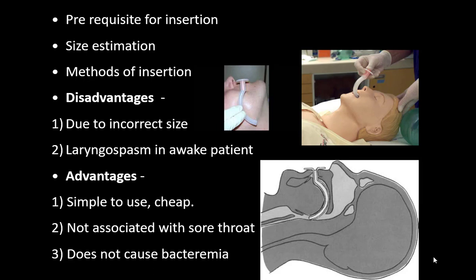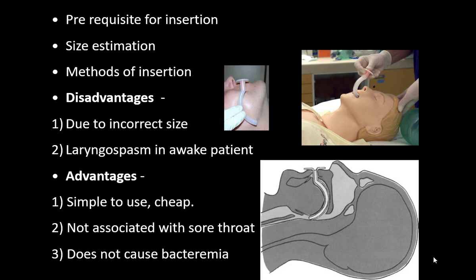So prerequisite of insertion, first estimation of size. So how do we estimate the size of oropharyngeal airway? From angle of mouth to angle of mandible. And method: we open the mouth, insert the instrument with its concavity towards the hard palate, and once it's inside the mouth, we rotate it 180 degrees and proceed further.